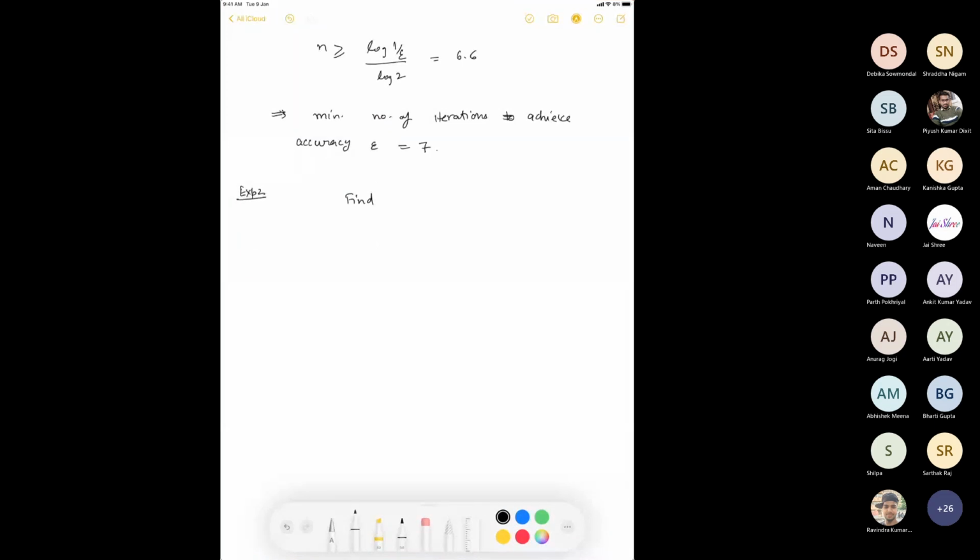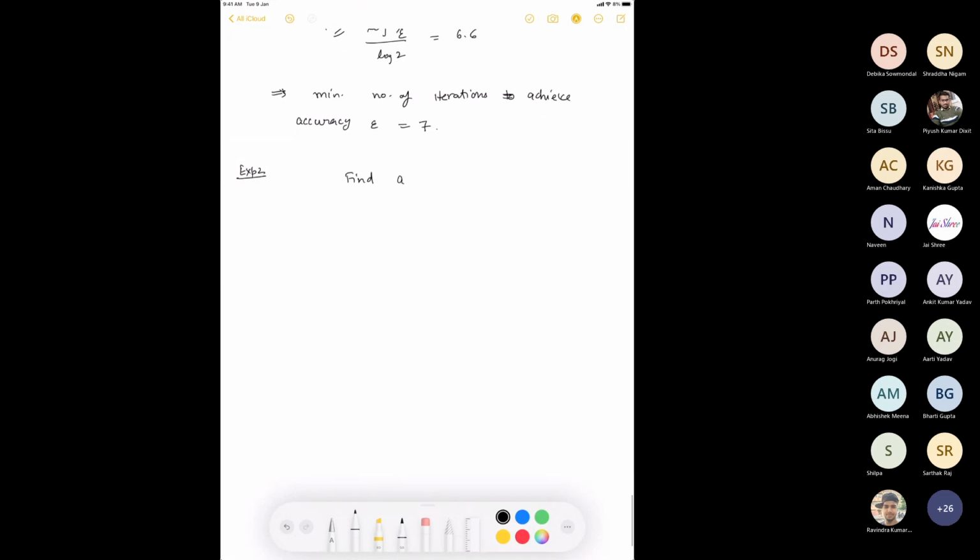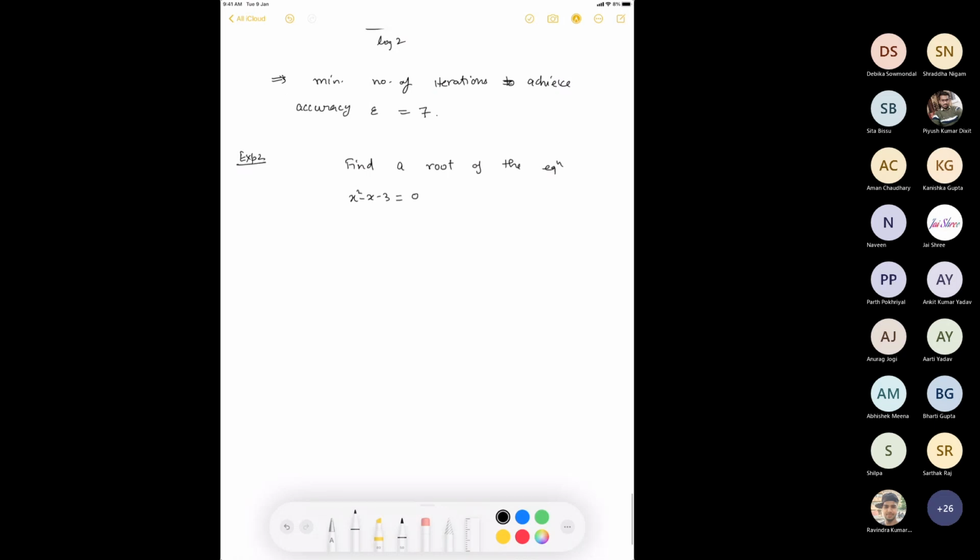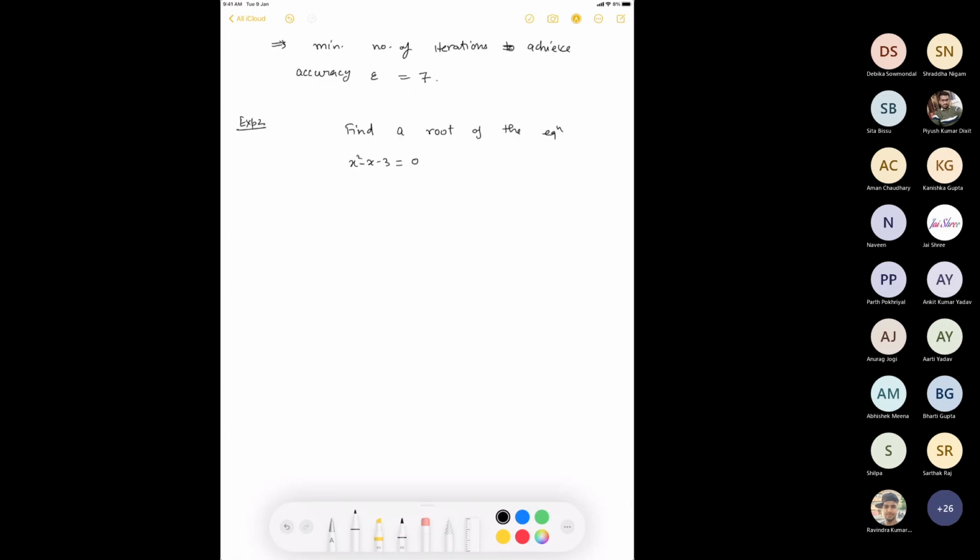So we have to find a root of, so I'm taking a simple equation, x squared minus x minus 3, equal to 0. Whose root you can find by using the standard method, which you know, but we are going to apply the bisection method and see what we get out of it. And you have to find the root which is correct up to at least 3 decimal places.